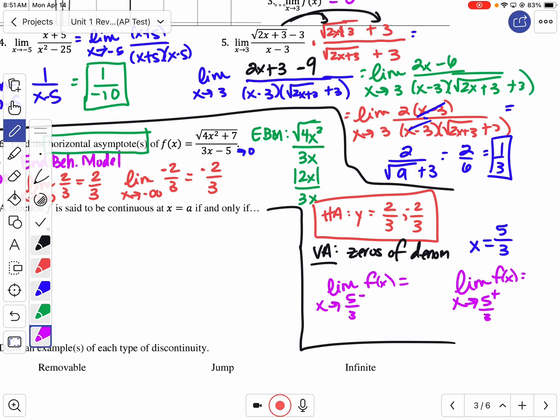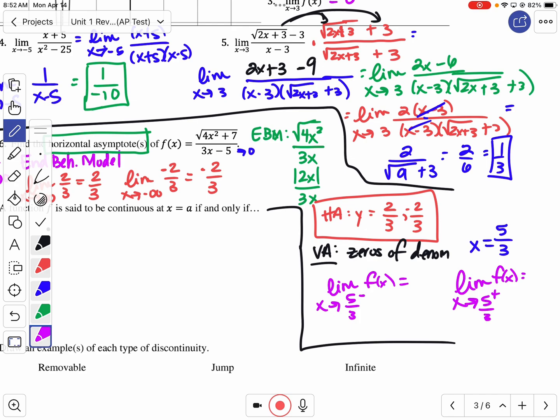Okay, so if you remember, this is where we chose values that were close to that asymptote, and we plugged them in. If I got a positive, it was positive. If I got a negative, it was negative. Okay, and it's always an infinity. And so what I would do is choose something close to 5/3. Well, 5/3 is pretty close to 2. All right. So if I'm coming from the left of 5/3, 2 would come from the left side. So let's plug 2 in.